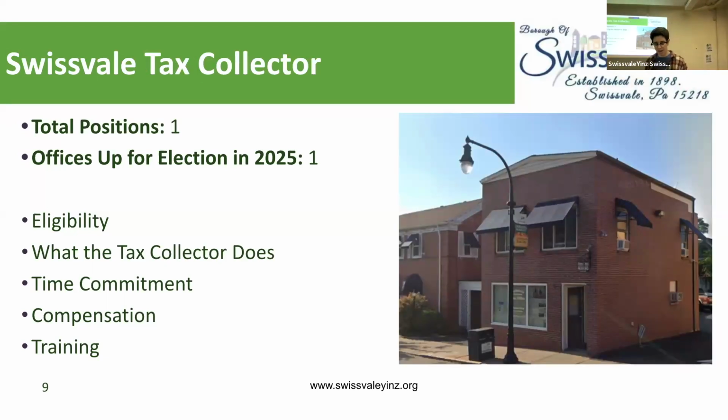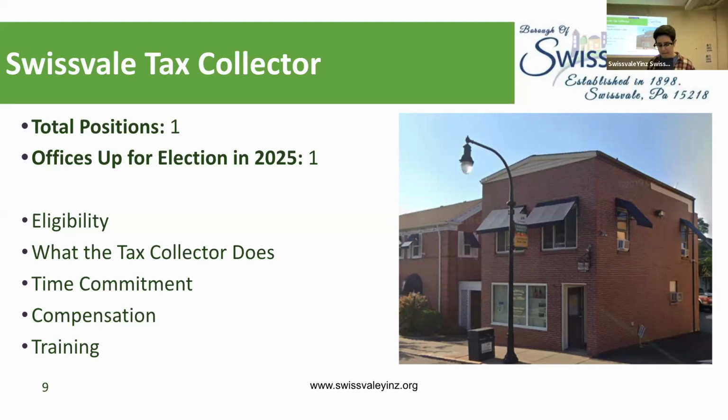So the tax collector, we have 1 tax collector, and our current tax collector is Tom Barr. That office is up for election. Eligibility requirements are the same: 18 years old, registered to vote. And then in boroughs and townships, the tax collector cannot hold another elected municipal office. The tax collector does more work. So 20 hours per week is when the office is open. It's open currently Monday through Thursday from 10 to 3. That's the office down there on Washington.